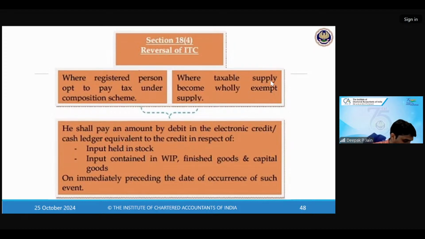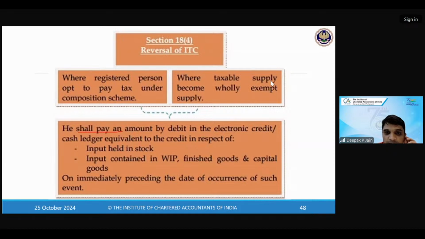अभी 18.4 जाते हैं. 18.4 बोलता है इज अ ऑपोजिट केस ऑफ 18.2. व्हेन उसमें क्या था, नॉन टैक्सेबल से टैक्सेबल बन रहे हो. अभी आप टैक्सेबल से नॉन टैक्सेबल बन रहे हो. दैट इज व्हेन अ रजिस्टर्ड पर्सन ऑप्ट टू पे टैक्स अंडर कॉम्पोजिशन स्कीम. मतलब वो रेगुलर में था, अभी कॉम्पोजिशन में आ रहा है, या फिर मेरा टैक्सेबल सप्लाई था और अभी एग्जेम्प्ट हो गया है. हो सकता है ना ऐसा.